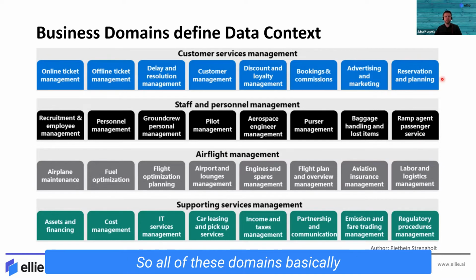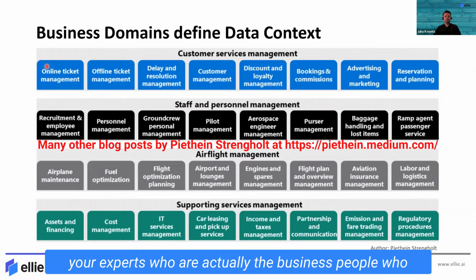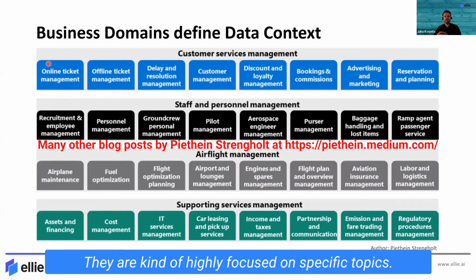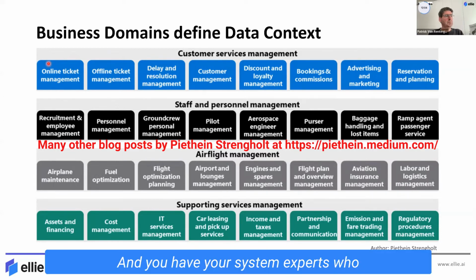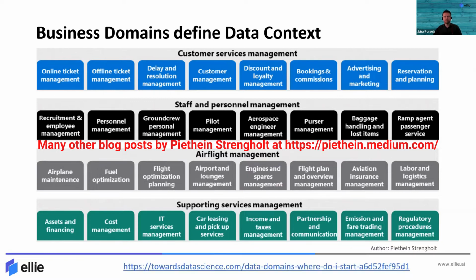So all of these domains basically are doing their own thing. And within a domain, say online ticket management, you have your experts, the business people who are actually handling those online ticket sales. You have your very domain specific systems that are handling this particular domain, highly focused on specific topics. And you have your system experts who understand what data exists in them. Every single domain here has its own people, and they have their own language.